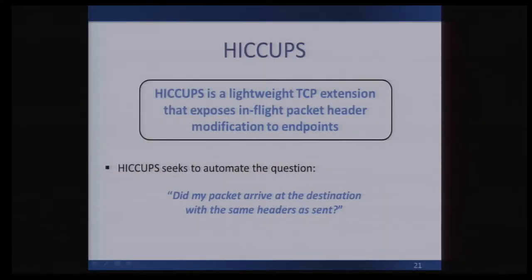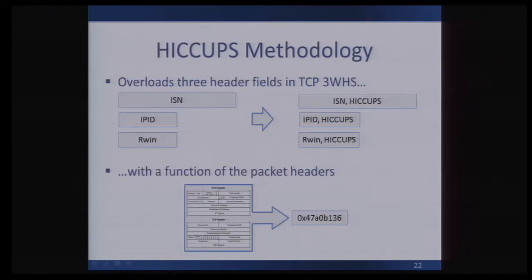And so our solution that meets each of these challenges is Hiccups, which is a lightweight TCP extension that exposes in-flight packet header modification to endpoints. Essentially, what we're trying to do is automate the question, did my packets arrive at the destination with the same headers as sent? The idea here is we're trying to detect middle boxes making changes so that we can help TCP determine whether it's being misinterpreted without interfering with the good middle boxes.